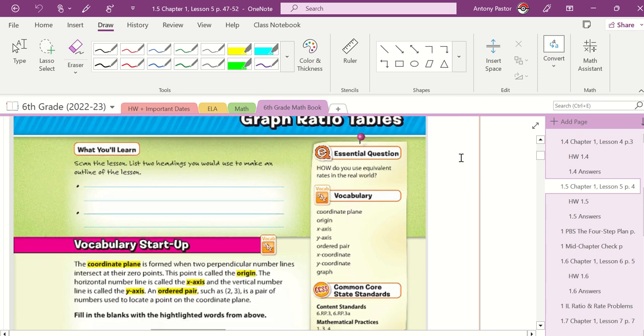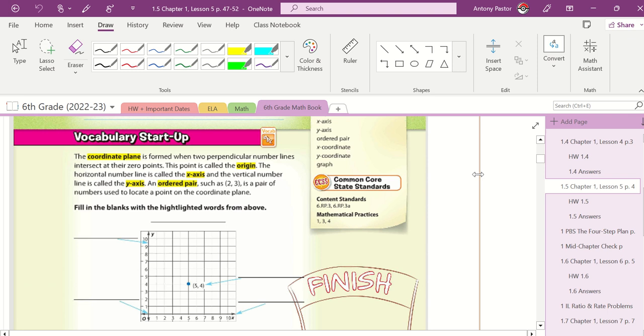So we're going to graph ratio tables. The coordinate plane is formed when two perpendicular number lines intersect at their 0 points. Again, we talked about this. The y and x axis cross, and that point of intersection is known as the origin. It's 0, 0. This point is called the origin.